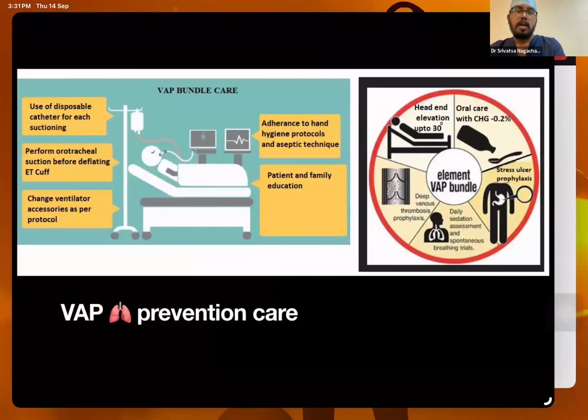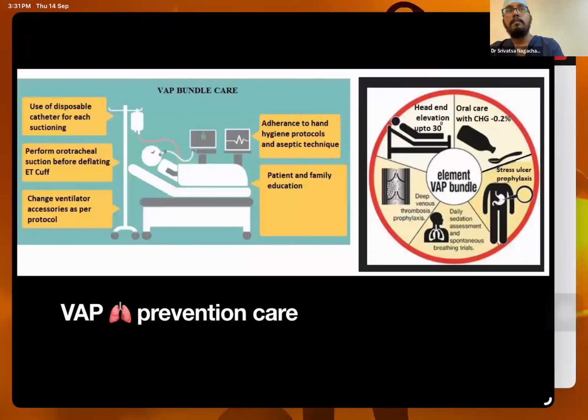So make sure that you follow this. First and foremost, you need to make sure that all our ICU patients who are intubated have head end elevation, and you give them proper oral care with chlorhexidine, or even simple plain water is sufficient. And stress ulcer prophylaxis in the form of pantocid or ranitidine or whatever, make sure that that is given.